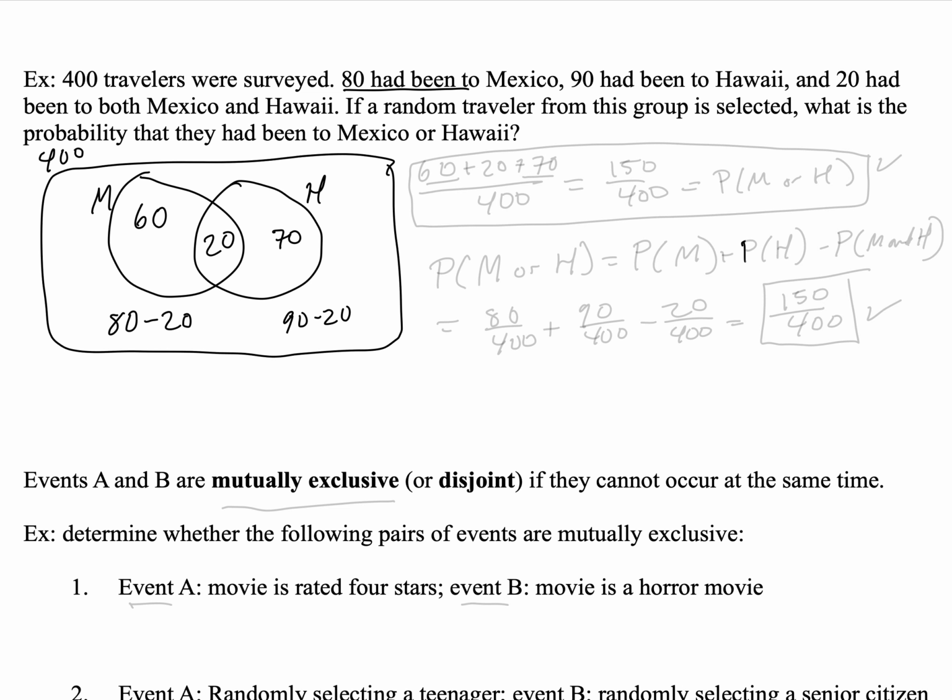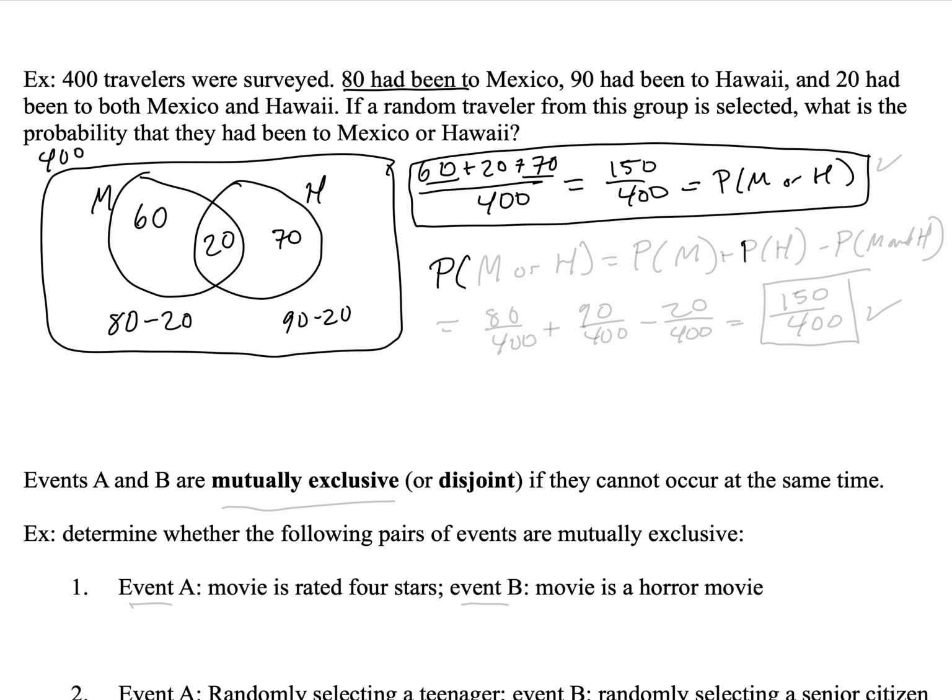And so that would give us 60 plus 20 plus 70 over 400. That would give us 130 plus 20, 150 out of 400, is the probability that a traveler had been to Mexico or Hawaii. That would be one way of approaching that, not specifically using the addition rule above.